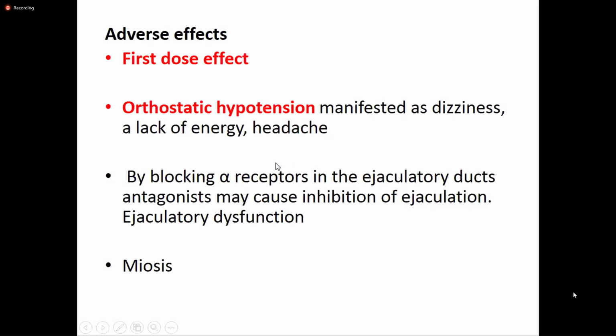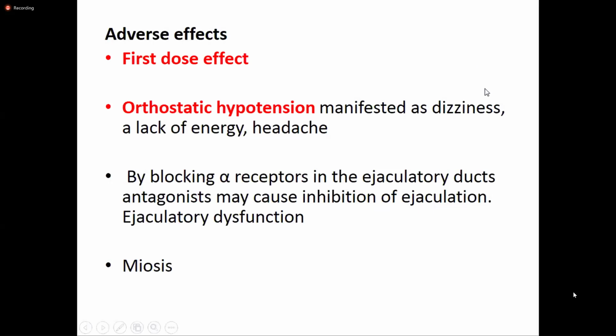Another adverse effect related to the use of prazosin is that it causes blocking of alpha-1 receptors in the ejaculatory duct. The ejaculatory duct consists of alpha-1 receptors, and normally stimulation of these alpha-1 receptors will cause ejaculation. Whereas when we give these alpha-1 blockers, they block the alpha-1 receptors present in the ejaculatory duct, and they cause inhibition of ejaculation, and this will lead to ejaculatory dysfunction.